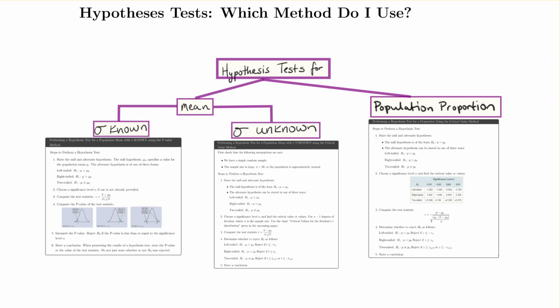In previous lessons, we had detailed videos going over the process for hypothesis tests for 3 different scenarios. 1, if we knew the mean and the standard deviation was known. 2, if we knew the mean and we didn't know the population standard deviation. And 3, when we're looking at the population proportion.